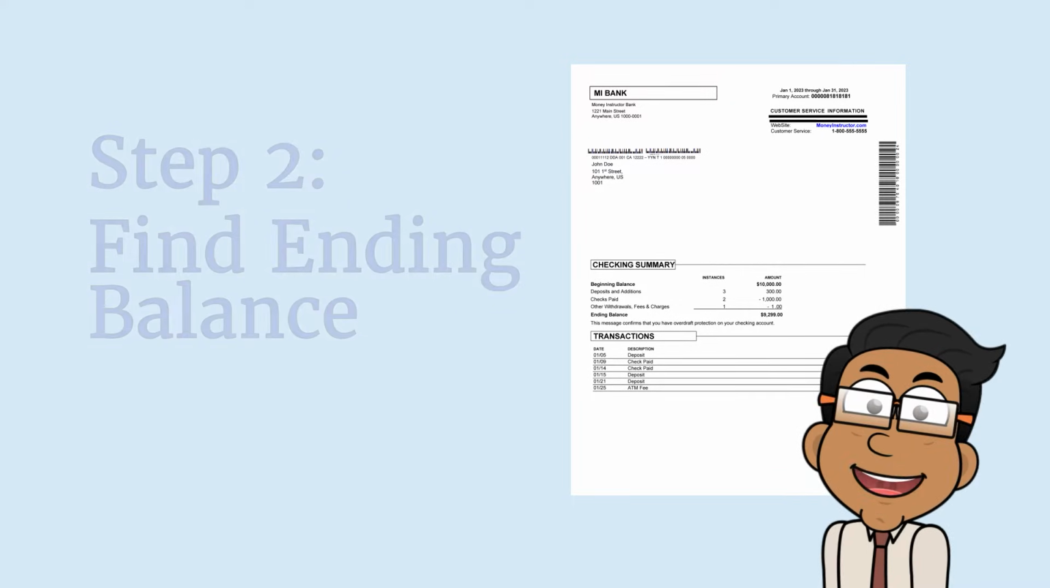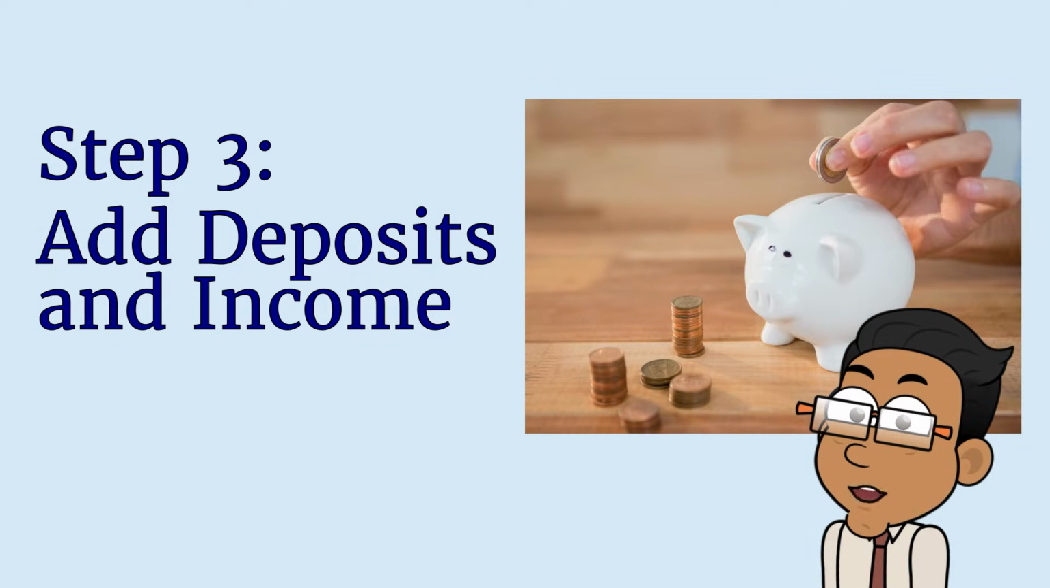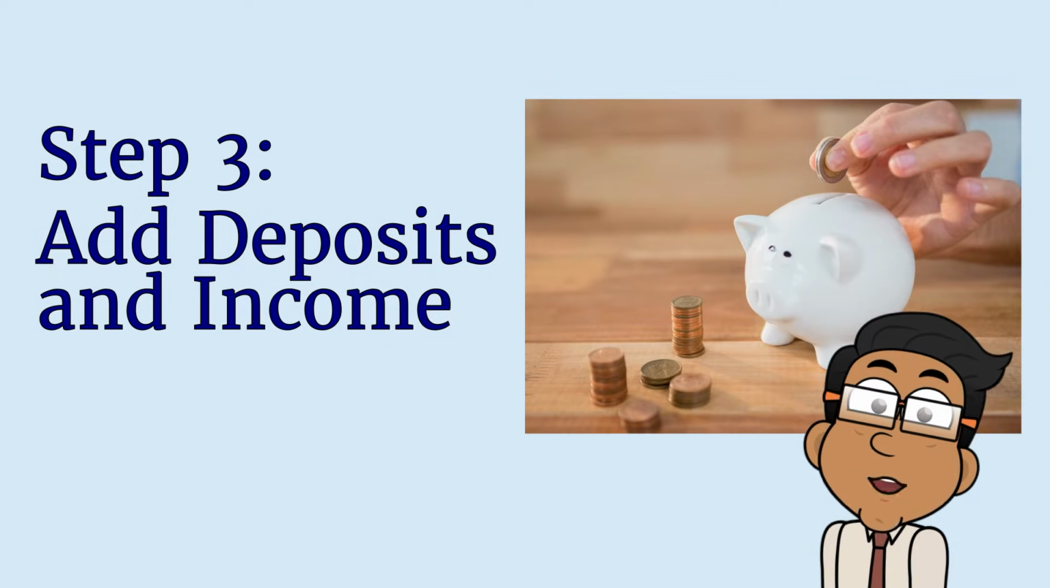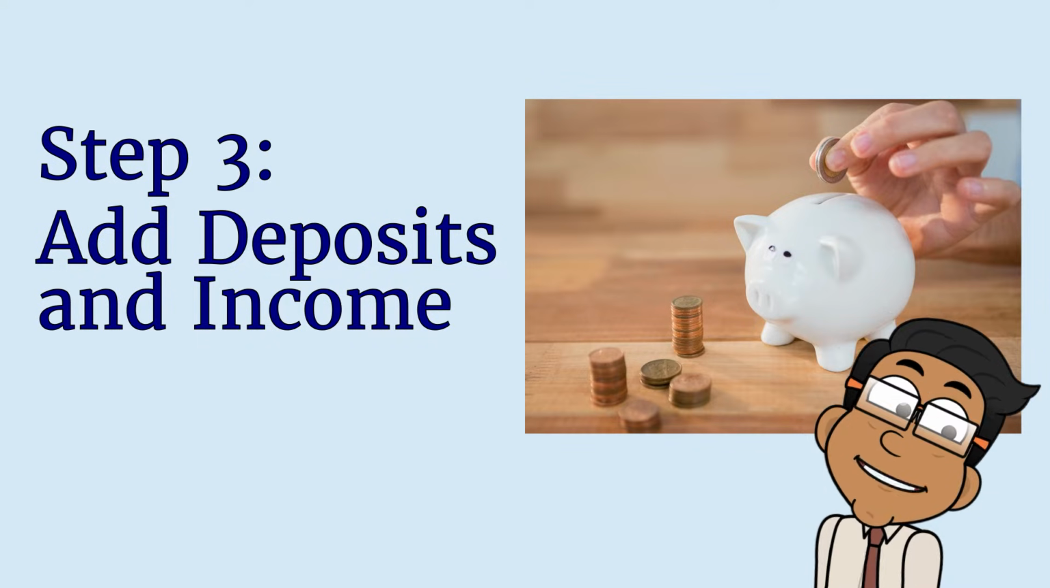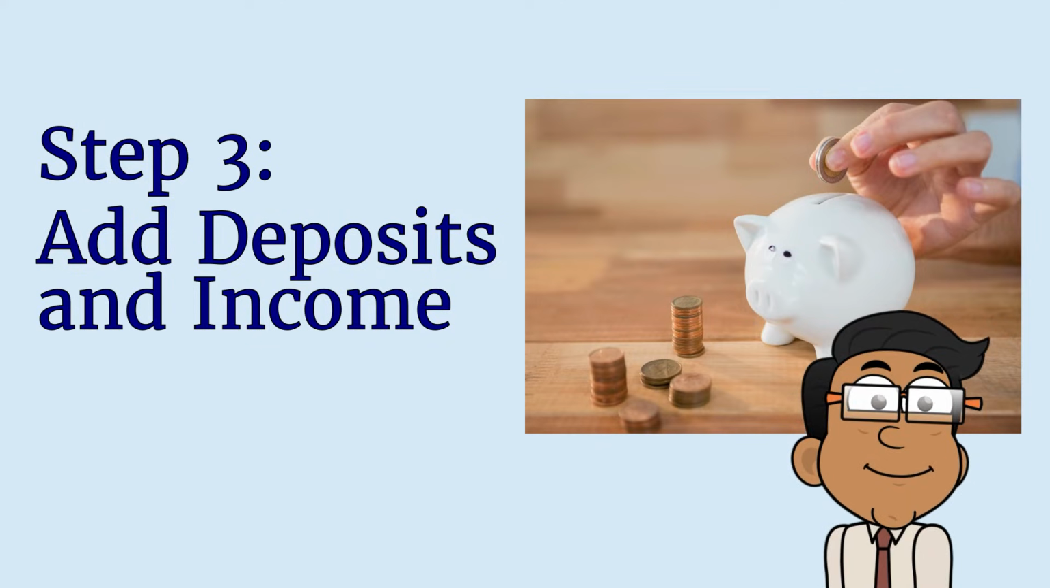Step 3. Add deposits and income. Your bank might not yet know about some checks you've deposited or income that's come in, especially if you've made some transactions near the end of the statement period. Add those to your ending balance. Make sure you're not counting anything twice.